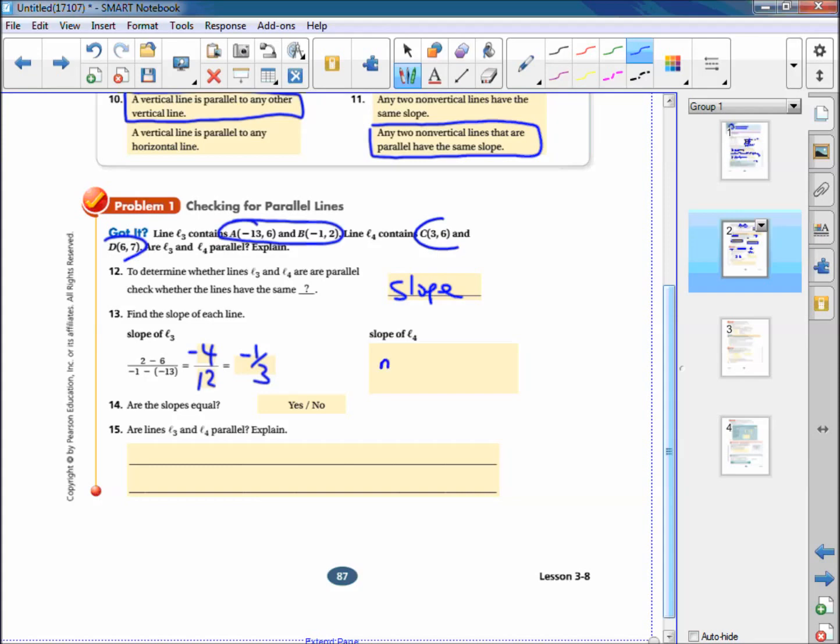So that's going to be 7 minus 6 over 6 minus 3. So that's a 1 and that's a 3. So I got 1/3 and negative 1/3. So this is going to be no. The lines are not parallel because the slopes are different.